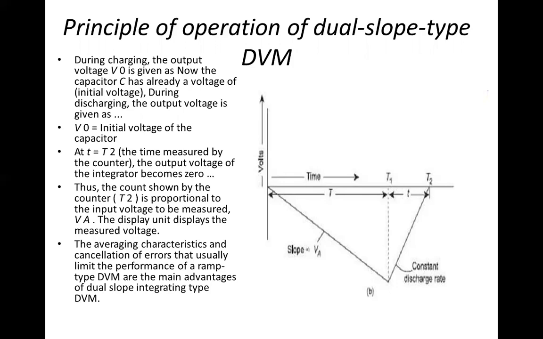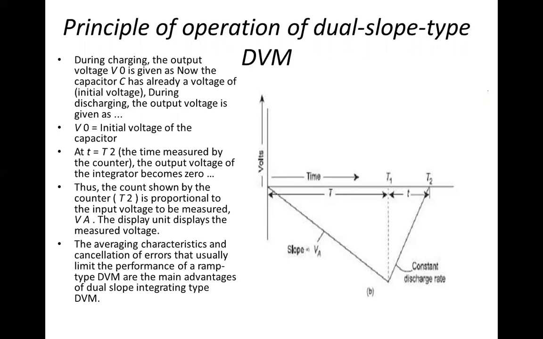At t equals T2, the time measured by the counter, the output voltage of the integrator becomes 0. That is, 0 equals minus VA into T1 by RC, that is the initial voltage, the value of V0, plus V reference into T2 by RC. So from here the value of VA comes as V reference into T2 by T1. Thus the count shown by the counter, T2, is proportional to the input voltage to be measured, VA. The display unit displays the measured voltage.